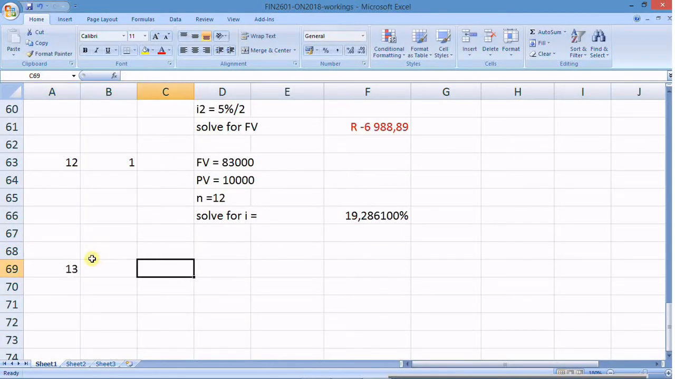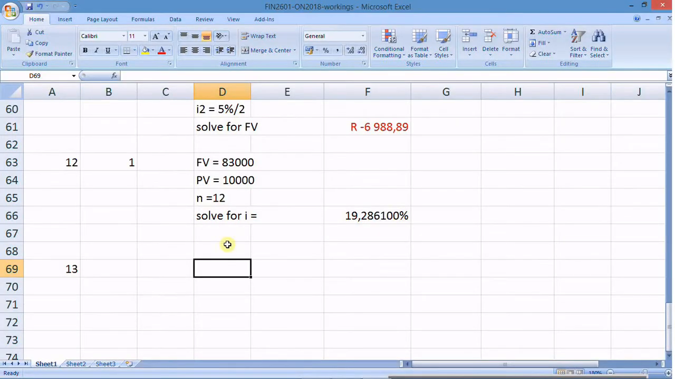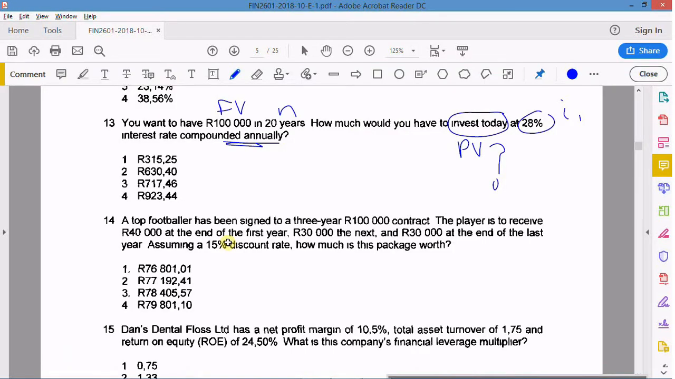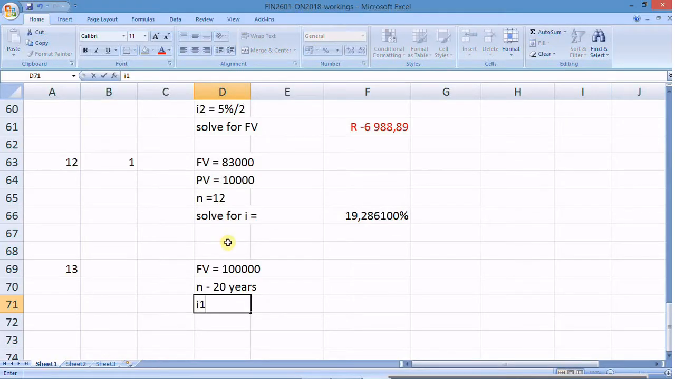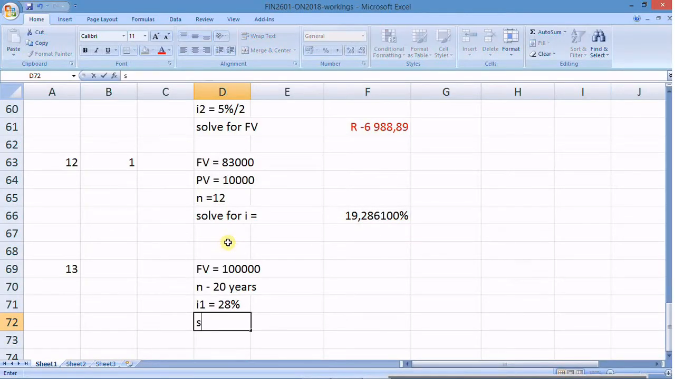Okay, 13. You want to have 100,000 in 20 years. How much would you have to invest today? That's PV. At 28% compounded annually. Alright, some of them are really easy, some are a bit more tricky. 100,000, FV. N here they said was 20 years. And the I was 28%. And you're solving for PV. 20 years for N. 20. Solve for PV.